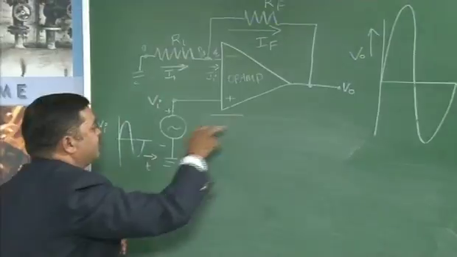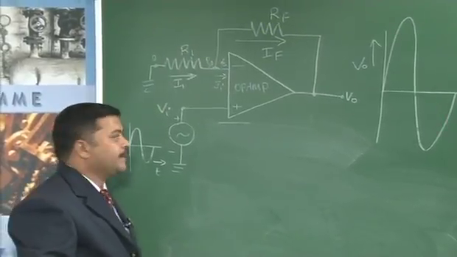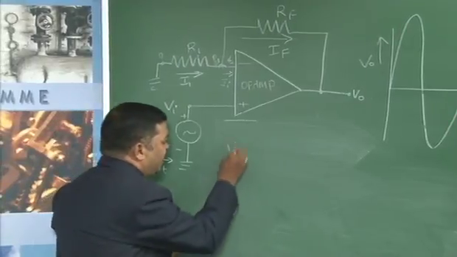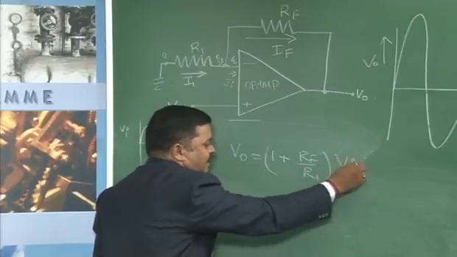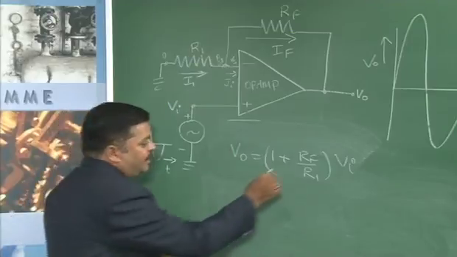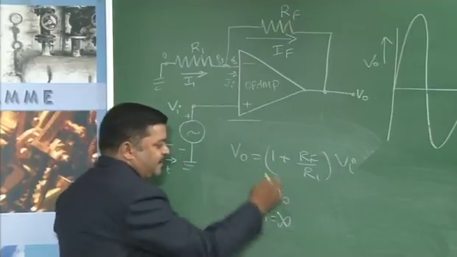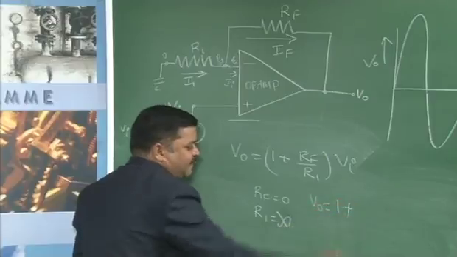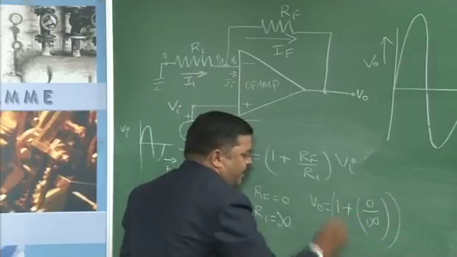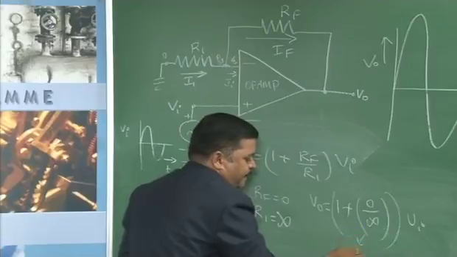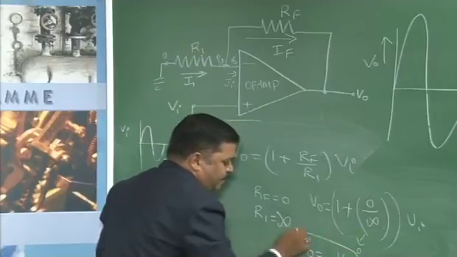This is a non-inverting amplifier circuit. From the non-inverting amplifier circuit, we get the voltage follower circuit. How do we get it? V naught is given by 1 plus Rf by R1 into Vi. Now here if I make Rf equal to 0 and R1 equal to infinity, what happens? The equation reduces to V naught is equal to 1 plus 0 divided by infinity, and anything divided by infinity is 0 itself, into Vi. So this becomes 0. Therefore V naught is equal to 1 times Vi, that is nothing but Vi. So V naught is equal to Vi.